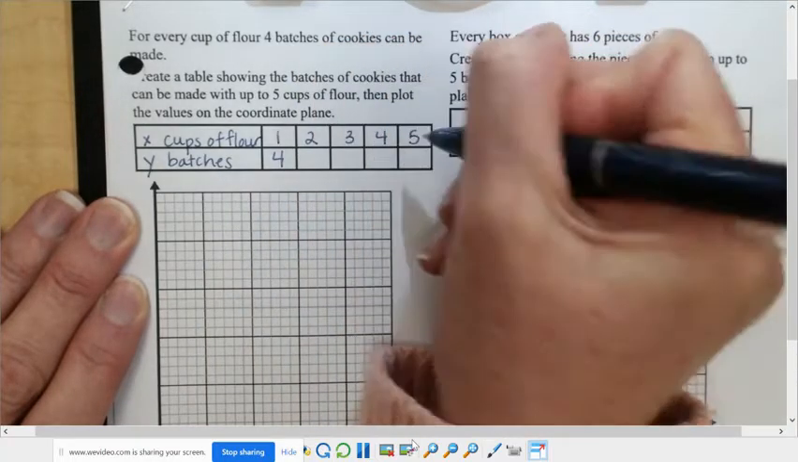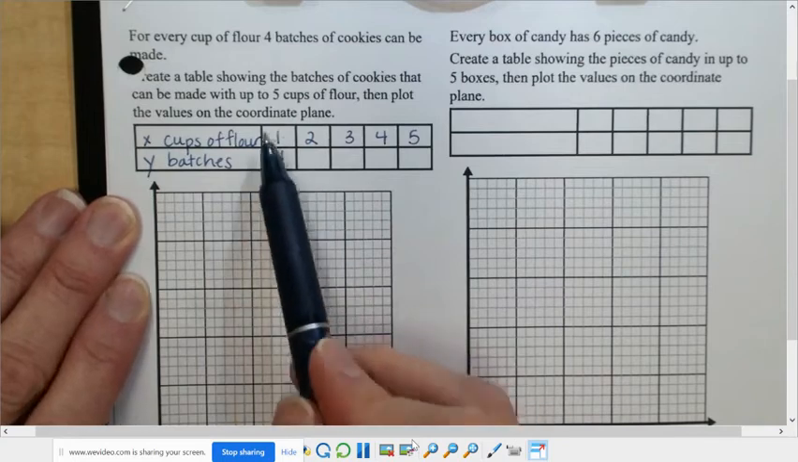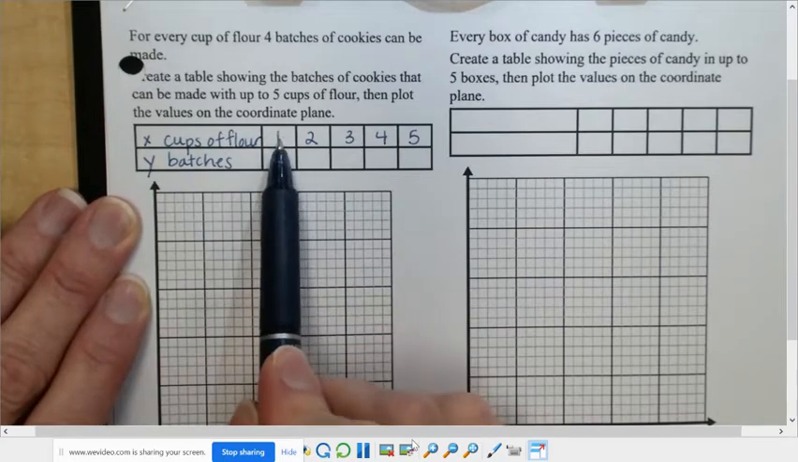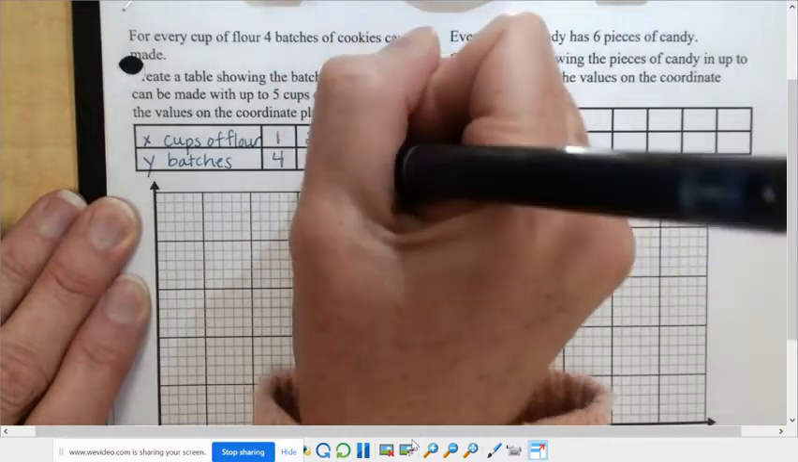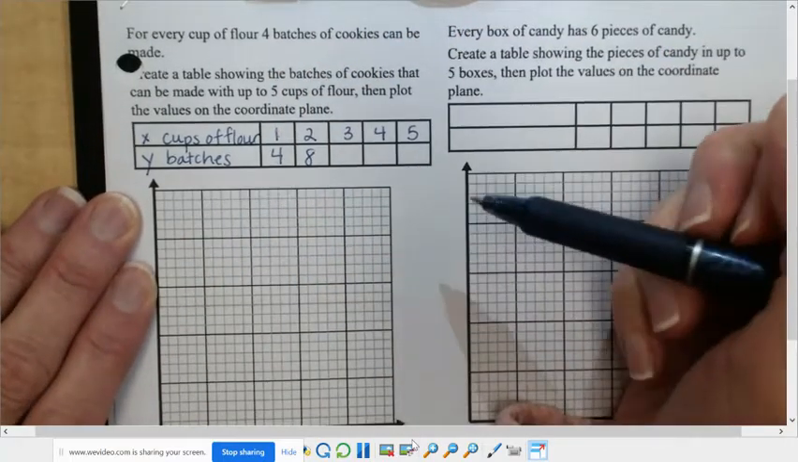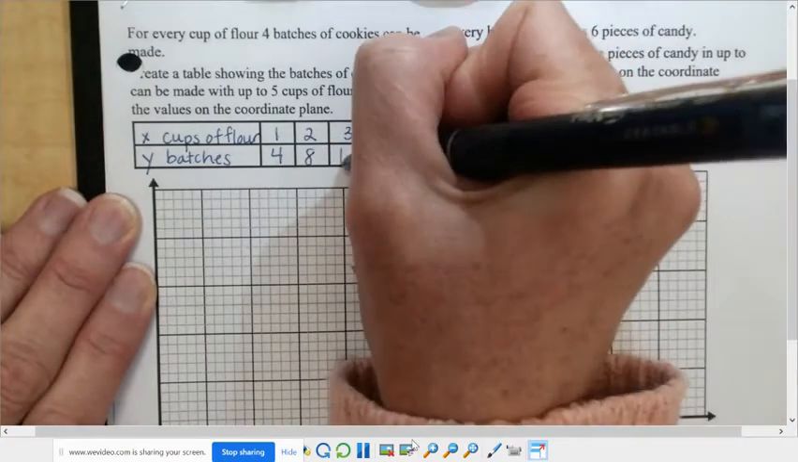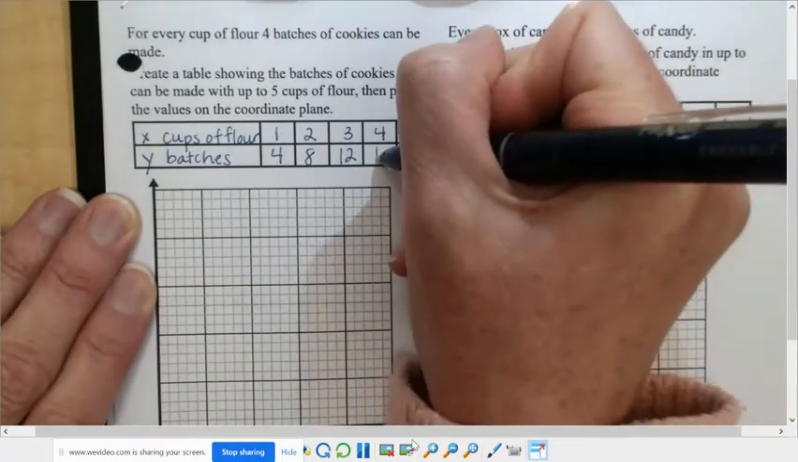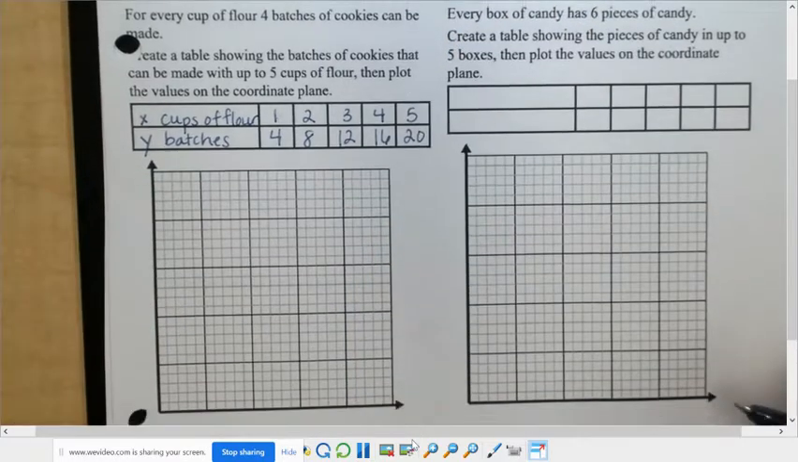And then I'm going to look for the relationship to write the equivalent ratio. So this is a 1-to-4 ratio. If I go from 1 cup of flour giving me 4 batches, 2 cups of flour will give me 8 batches. 3 cups, if I'm multiplying by 4, would give me 12. 4 would give me 16, and 5 would give me 20.